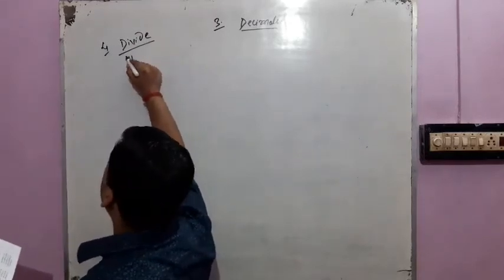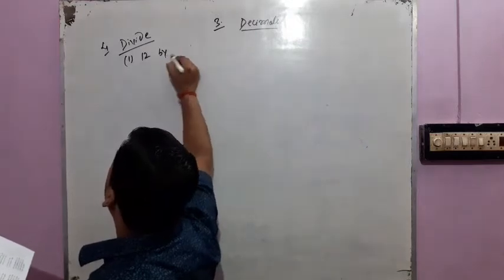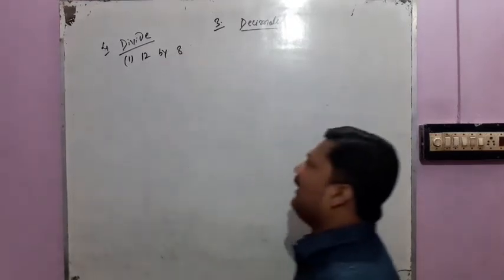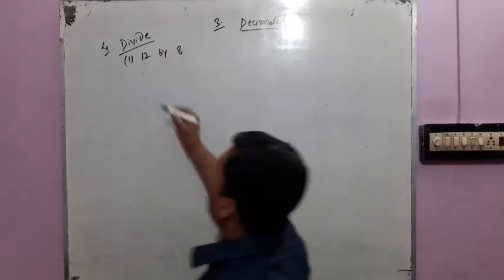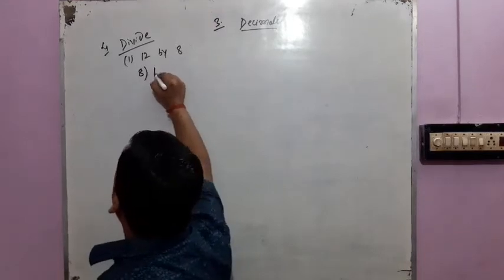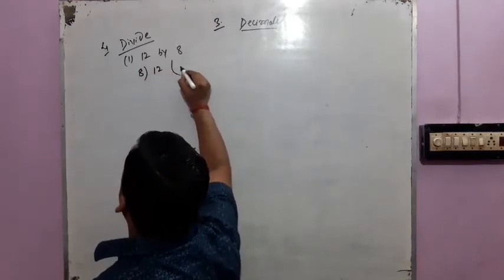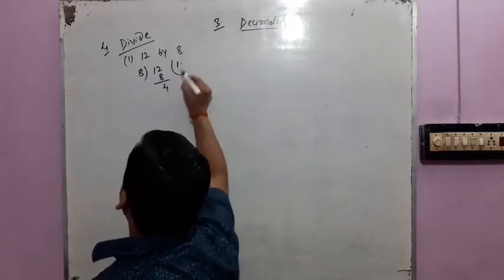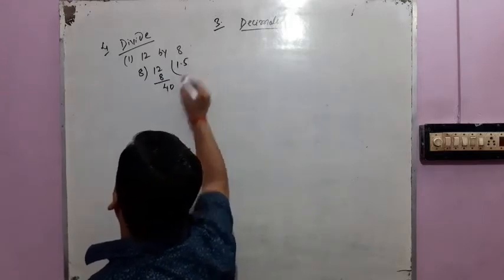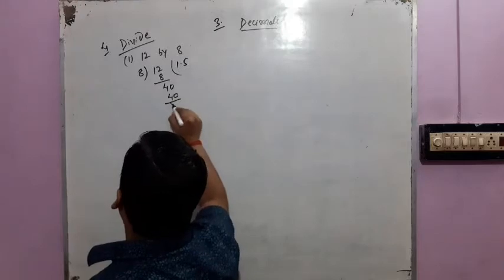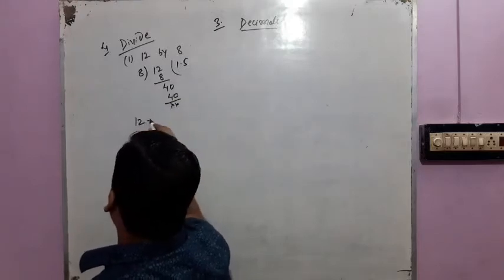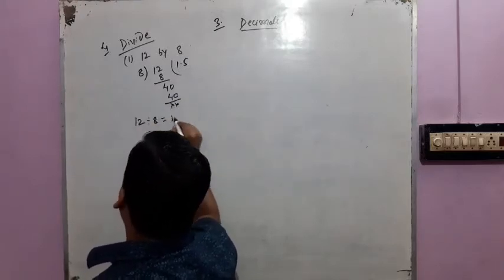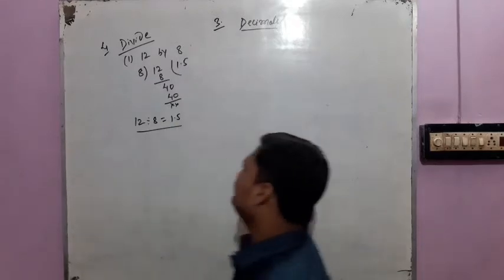Now look at the first question here. 12 by 8. What do we have to divide? We have to divide 12 by 8. So here 8 is the divisor and 12 is the dividend. Now one time 8 is 8. What remains, students? 4. Keep a decimal here. 40. 8 5s are 40. So when 12 is divided by 8, the result will be 1.5. Okay students.